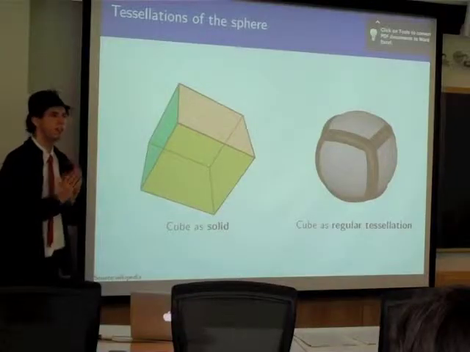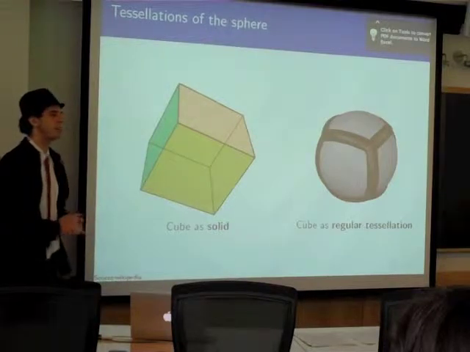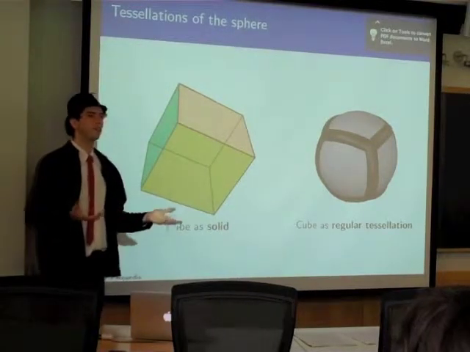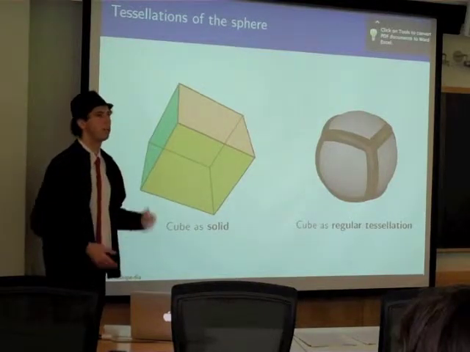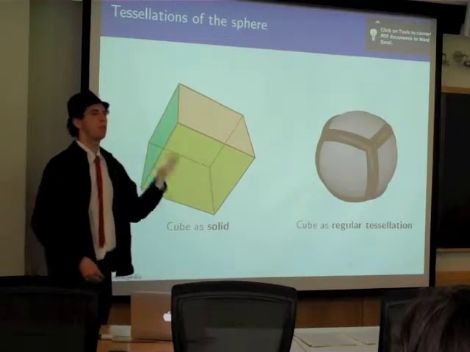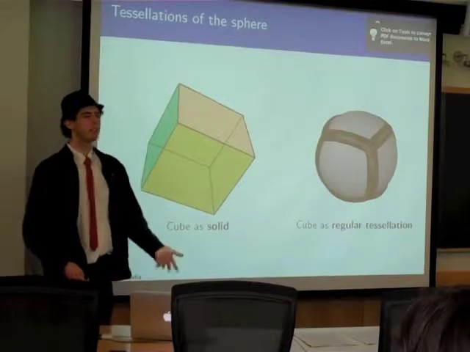You can not just tessellate the Euclidean plane, you can also tessellate the sphere. The sphere is a very important object. For example, the surface of the Earth is a sphere, so if you do any navigation, if you want to draw maps, you need to understand the topology of the sphere.